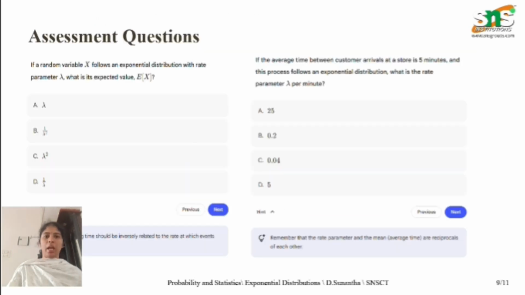So here is an assessment. If a random variable X follows an exponential distribution with rate parameter lambda, then the expected value is 1 by lambda. Next, the average time between customer arrivals at a store is 5 minutes and the process follows an exponential distribution. What will be the rate? Using the formula, f of x is equal to lambda e power minus lambda x, we can calculate the answer.